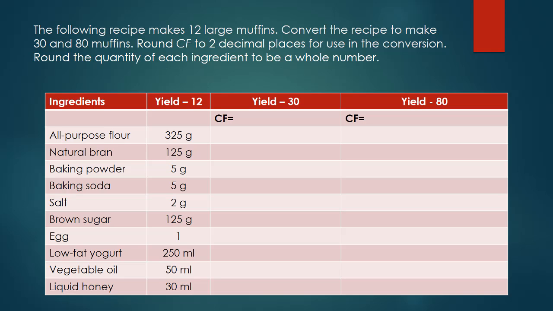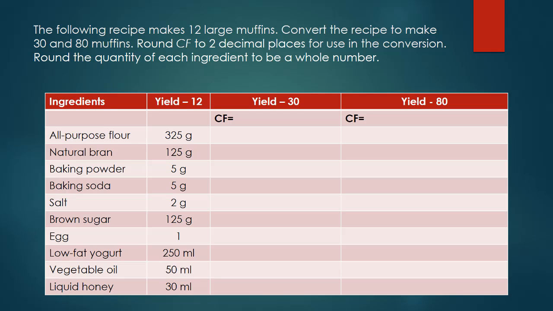So as an example, we have a recipe here that makes 12 large muffins. We want to convert this recipe to make 30 muffins and also to make 80 muffins. So what we need is a conversion factor. And once we have our conversion factor, we round that off to 2 decimal places. And then, of course, we're going to round the quantity of each ingredient off to the nearest whole number. That just makes everything easier to measure. So let's talk about this conversion factor.